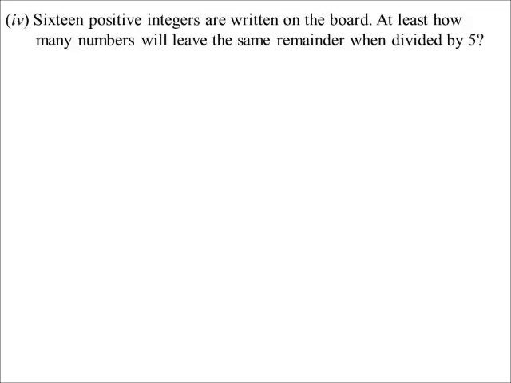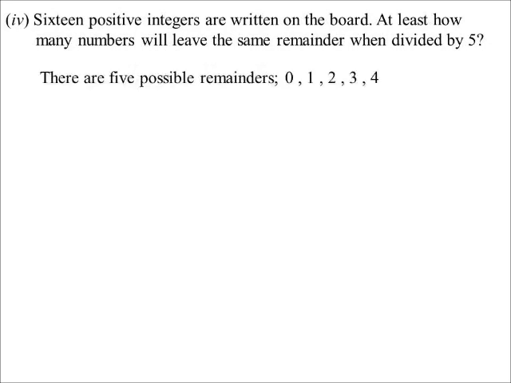16 positive integers are written on the board. At least how many numbers will leave the same remainder when divided by 5? So I've just randomly picked 16 positive integers. They could be anything. But there must be at least how many numbers that will leave the same remainder when I divide by 5?